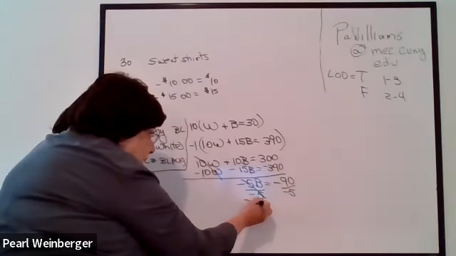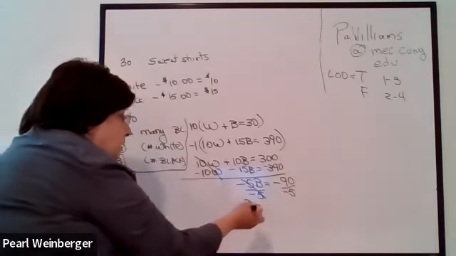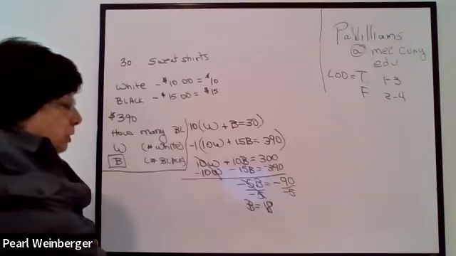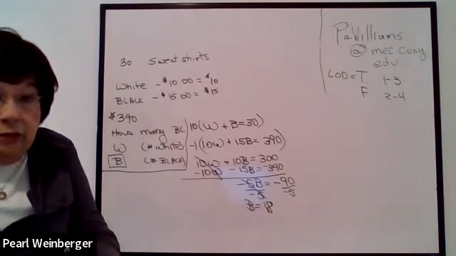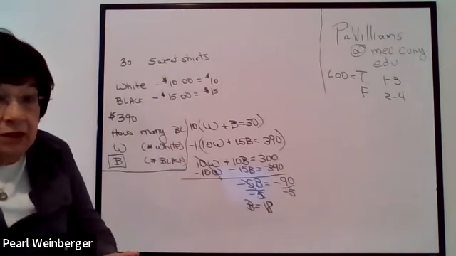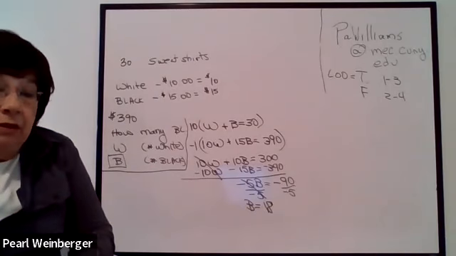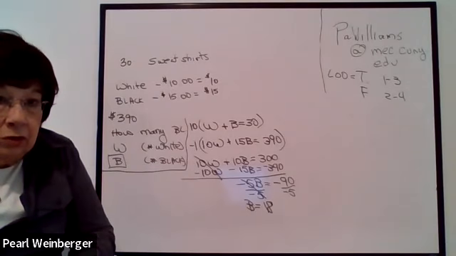And you can do this on your calculator. Negative 90 divided by negative 5 is 18. He sold 18 black sweatshirts. You could also figure out how many white sweatshirts he sold, but they only asked us how many black. Does that make it a little bit clearer as to how to go about setting up these equations?